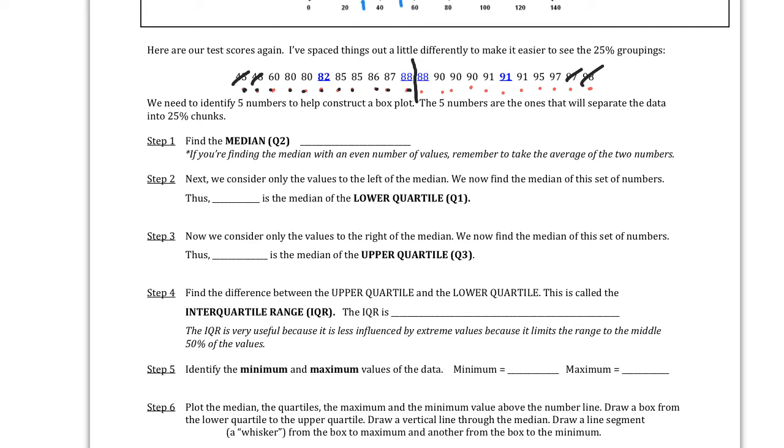Notice it's not a specific number, it's between two numbers. So to find the median, you would take the average of those two. Well, the average of 88 and 88 is 88. So that's going to be my median, 88.